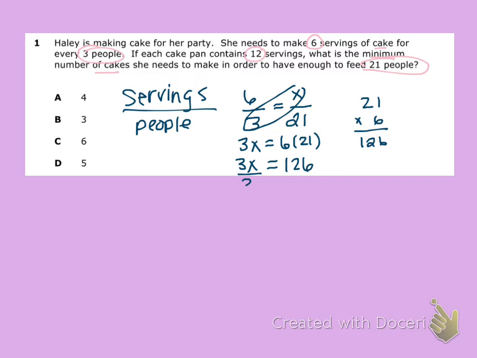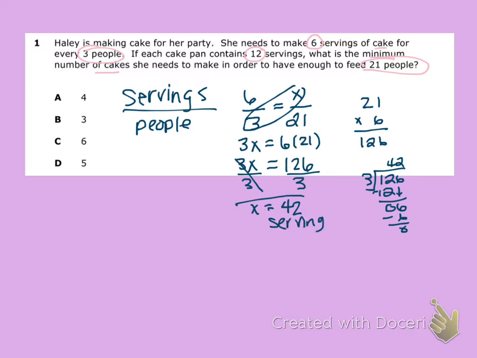Okay, and then divide by 3 and divide by 3. So 3 goes into 126, into 12 4 times, and into 6 2 times. Okay, so x equals 42. So this is how many servings that she needs in order to feed 21 people.